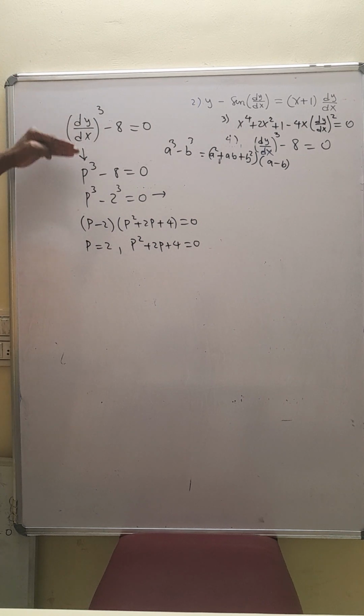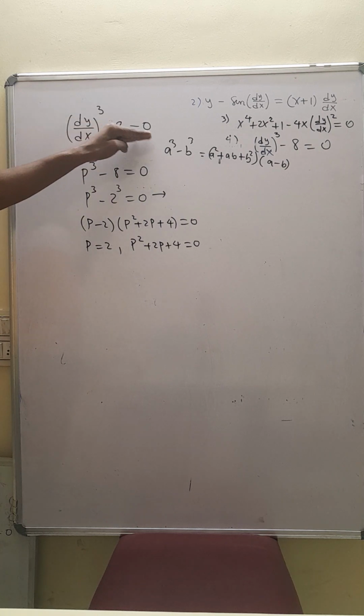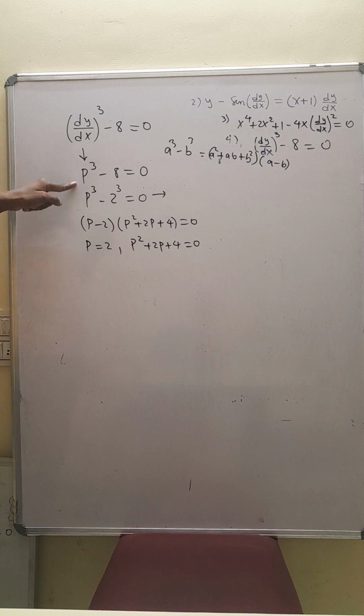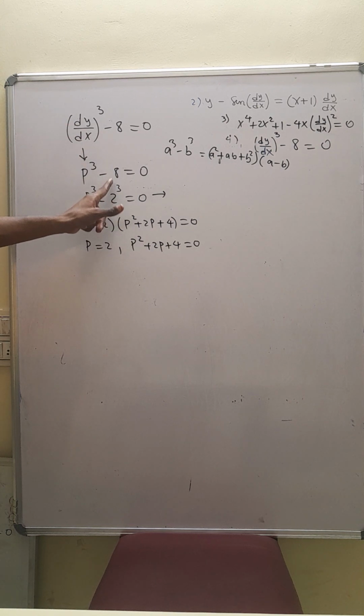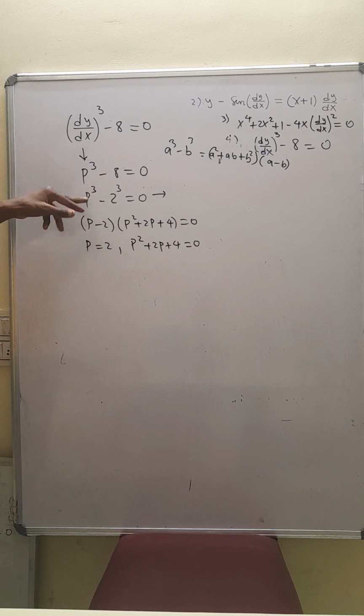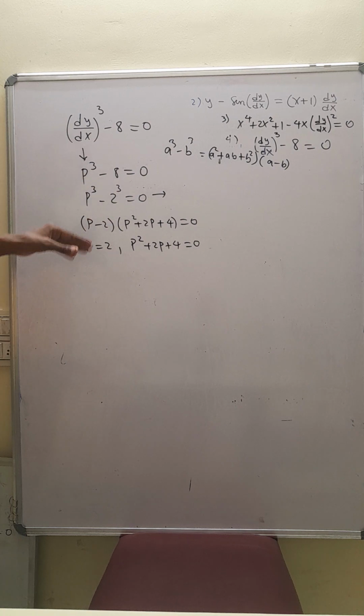So we have here this expression: (dy/dx) cubed minus 8 equals 0. So we substitute p. This is p cubed minus 8. What is 8? 8 is 2 raised to 3, okay? Even if we didn't have a 3 here, we should make some artificial calculus to make it a power of 3. In this way, p cubed minus 2 cubed will be equal to what?